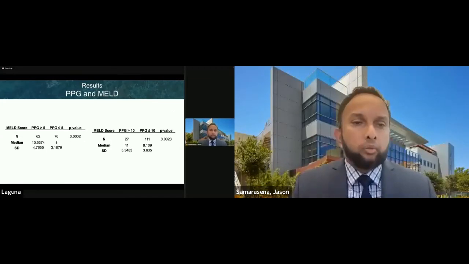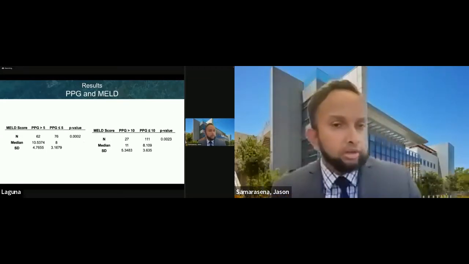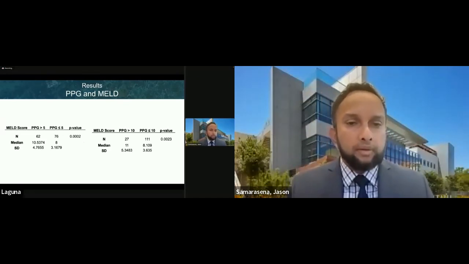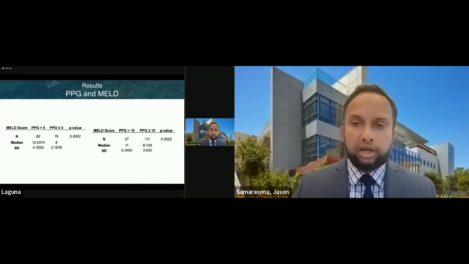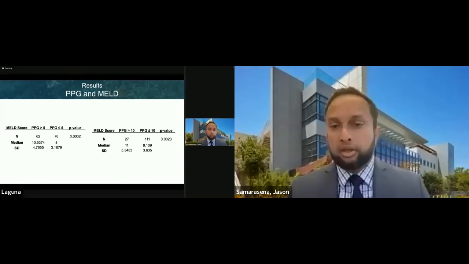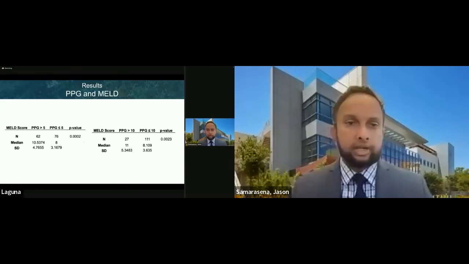With the MELD score, again, we found the same result. If the patient had a pressure gradient greater than 5 versus less than 5, the MELD score was higher. And the same was true for the gradient greater than 10 and less than 10.